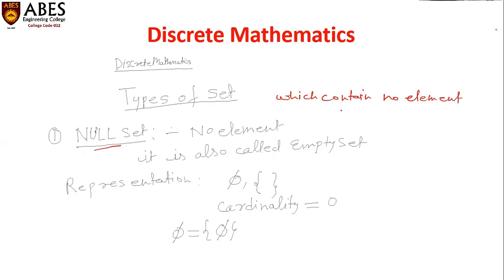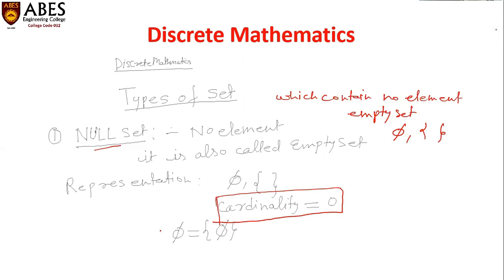This type of set is also called the empty set. How do we represent the null set A? By using phi or a pair of blank braces, and the cardinality of a null set is 0.